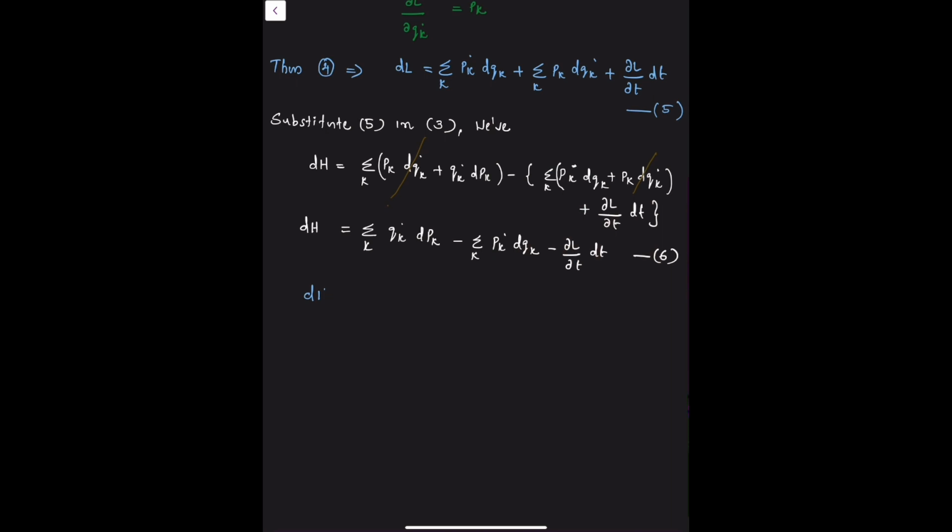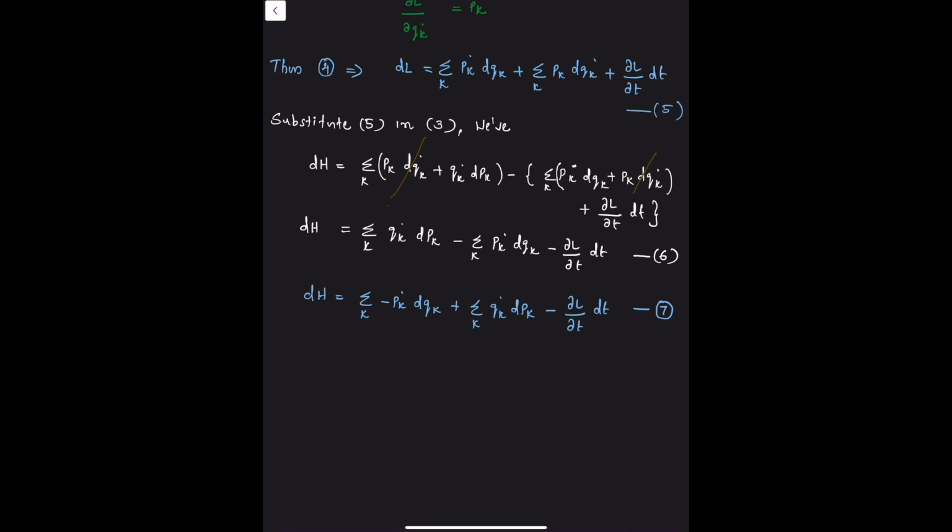Now let us rearrange the terms. That is, dH is equal to sum over k minus pk dot dqk plus sum over k qk dot dpk minus ∂L/∂t into dt. Let it be equation number 7.